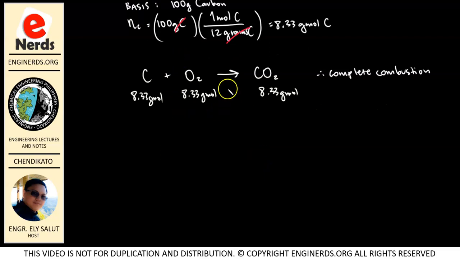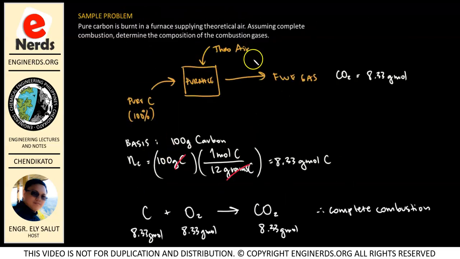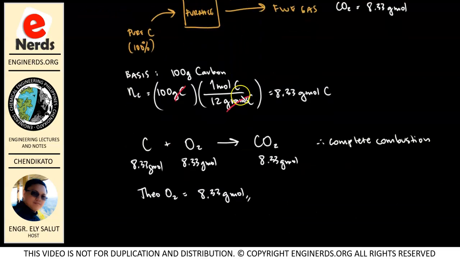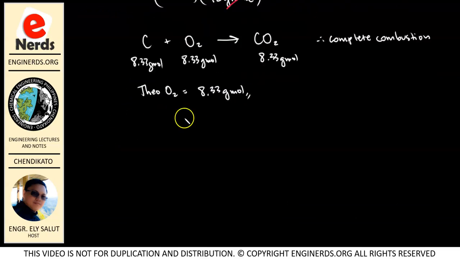Now, alam na natin kung gaano karaming O2 ang kailangan for complete combustion. So, our theoretical O2 is equal to 8.33 gram mole. Okay, so yan yung ginamit nating O2 for complete combustion. So, hindi naman tayo nag-supply ng pure O2, di ba? Ang supply natin is air, which is equal to the theoretical air. So, gaano karami yung theoretical air? Since alam natin yung theoretical O2, makukuha natin yung theoretical air.